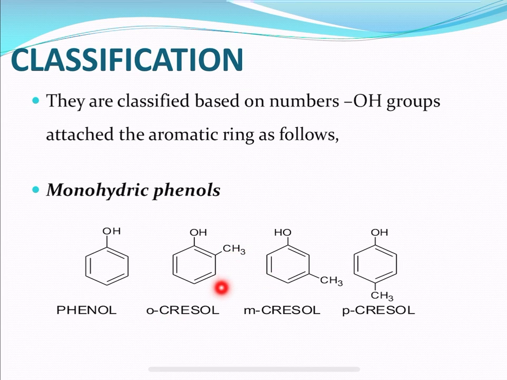Suppose if this methyl group is present in meta, then it is called metacresol, and if this methyl group is present at para position, that is the fourth position to the aromatic ring, then it is called a paracresol. Okay. So, this is how the first classification is made based on the number of OH groups attached to the aromatic ring.